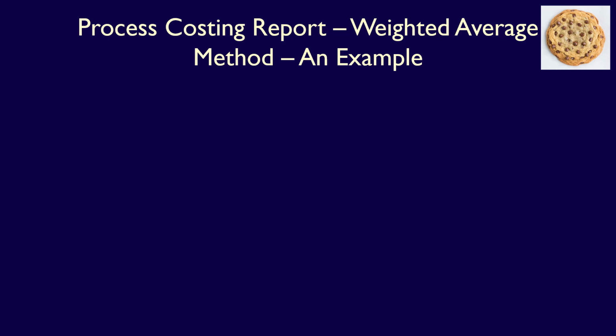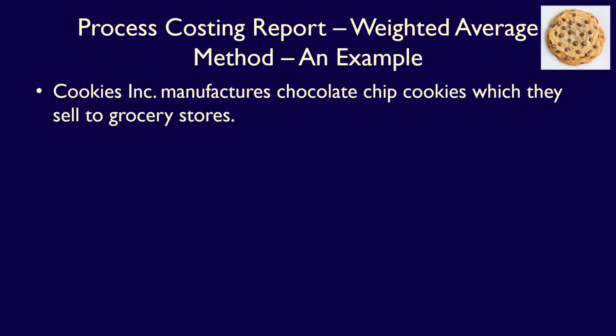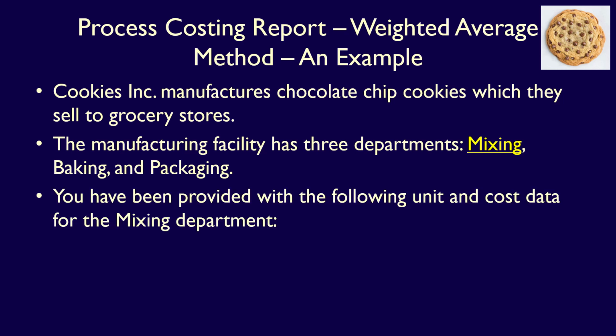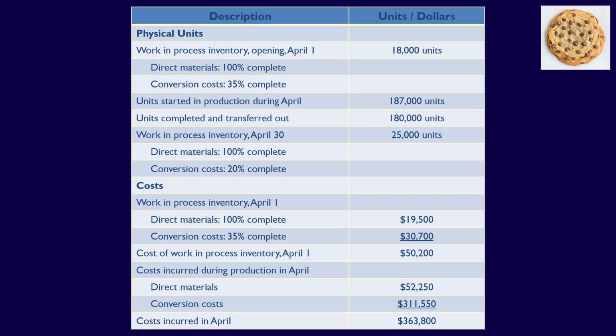As always, demonstrating the process costing report using the weighted average method is best done through an example. Cookies Inc. manufactures chocolate chip cookies, which they sell to grocery stores. The manufacturing facility has 3 departments: mixing, baking, and packaging. Note that for purposes of this video, we will be focusing on the mixing department only, the very first department. You have been provided with the following unit and cost data for the mixing department.